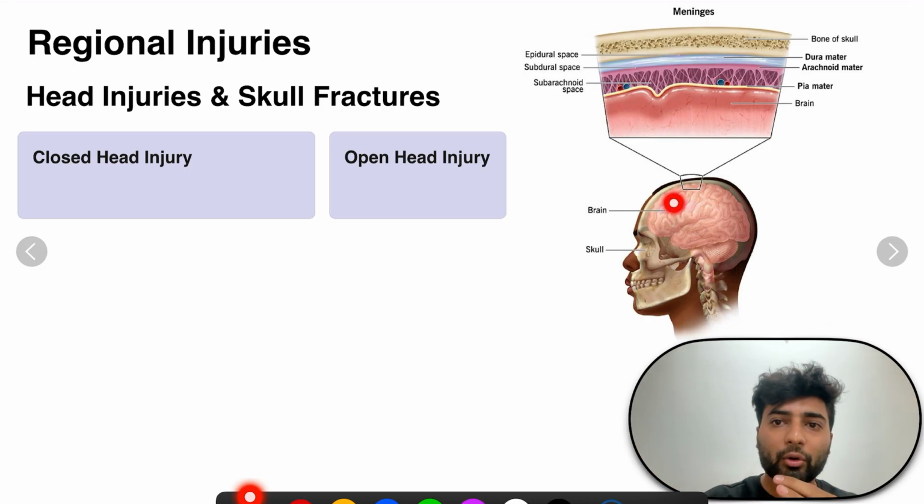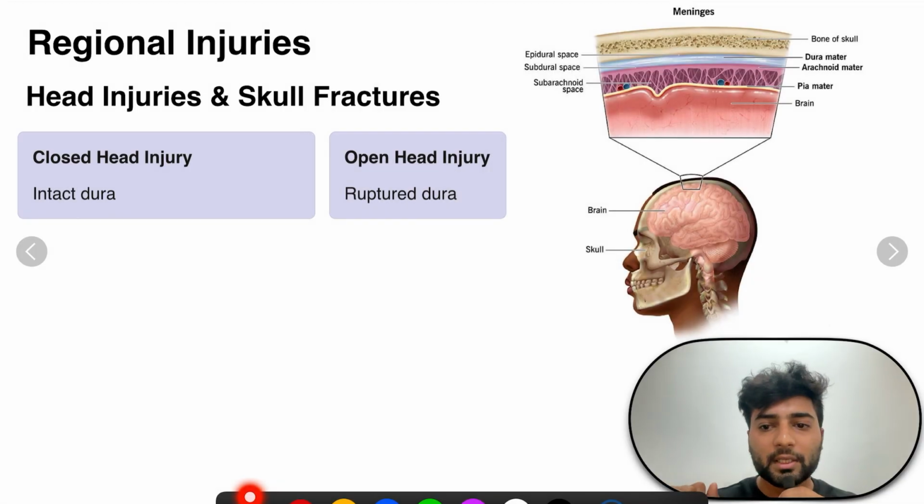Now if any trauma breaks this dura mater, then we call it an open head injury. If dura is ruptured, we call it an open head injury, and if the trauma is just outside the dura and the dura is intact, then it is a closed head injury.